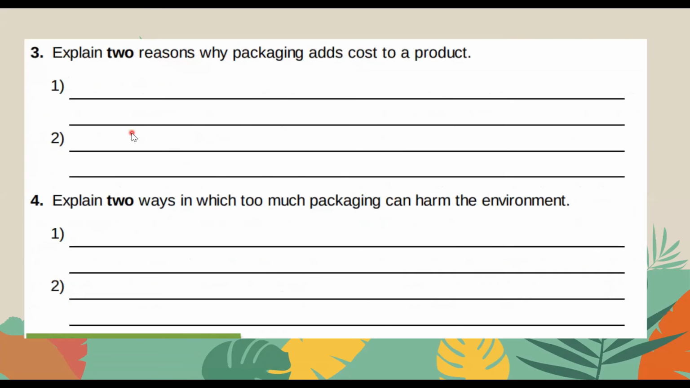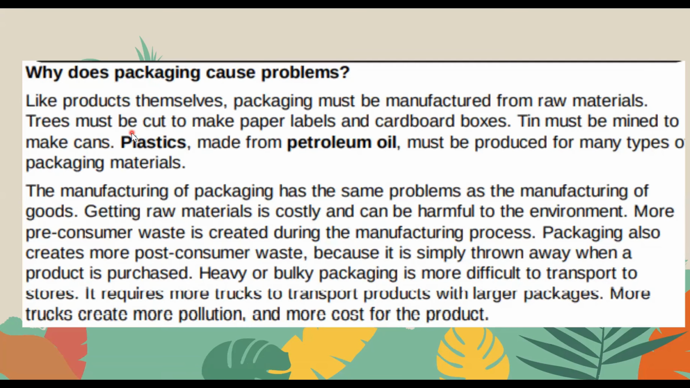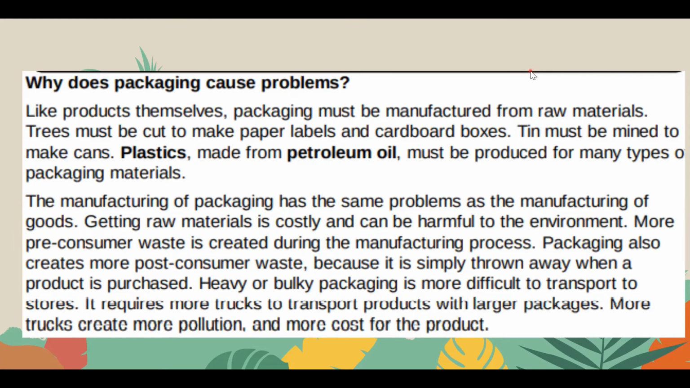Like products themselves, packaging must be manufactured from raw materials. Trees must be cut to make paper labels and cardboard boxes. Tin must be mined to make cans. Plastic made from petroleum oil must be produced for many types of packaging material.